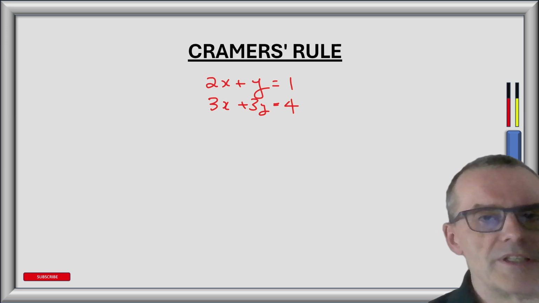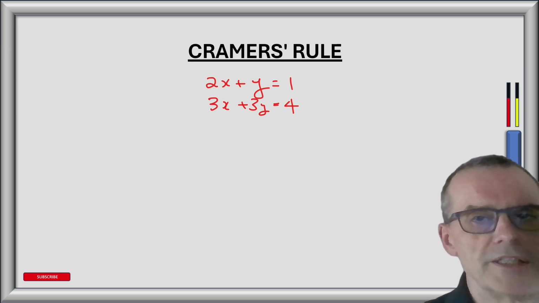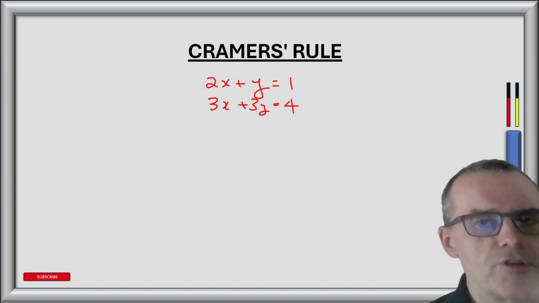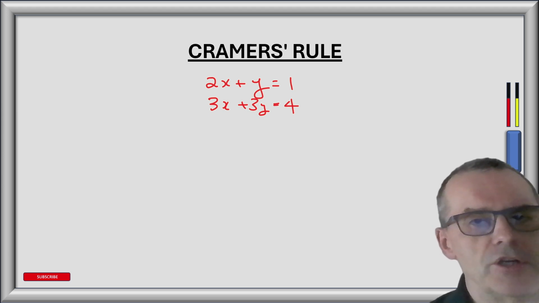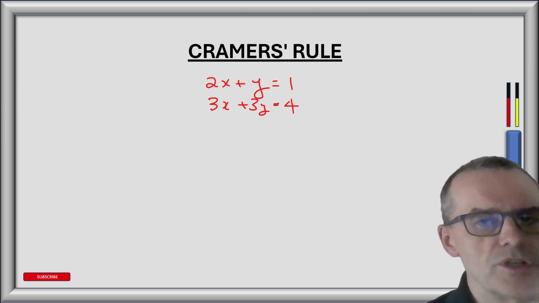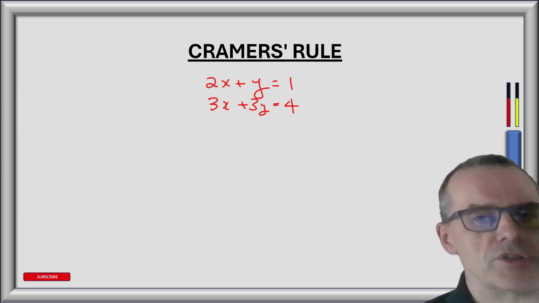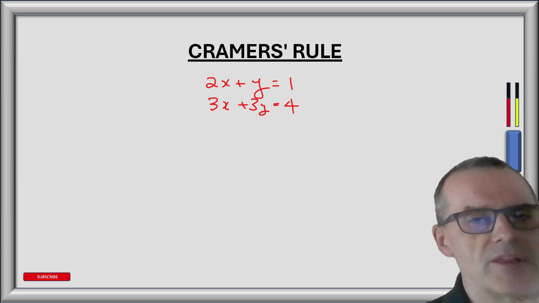So we have a system of linear equations written at the top. 2x plus y is equal to 1, and 3x plus 3y is equal to 4. Now we could use the substitution method or the elimination method to solve these simultaneously. However, there is another way of doing it, and it's called Cramer's rule.